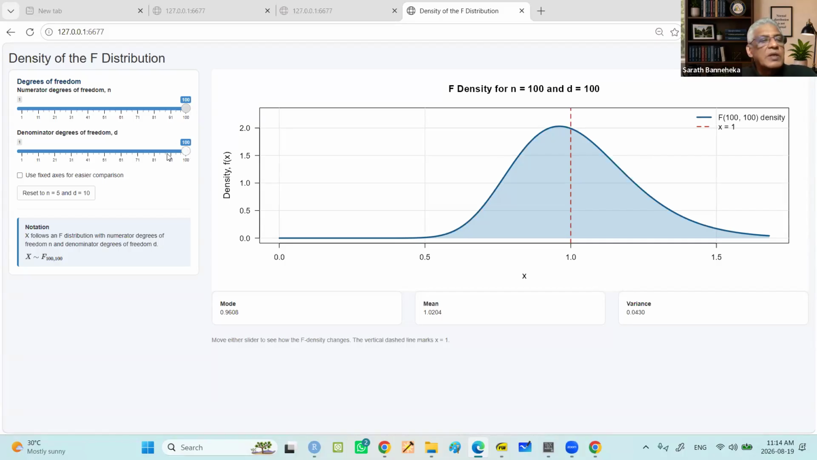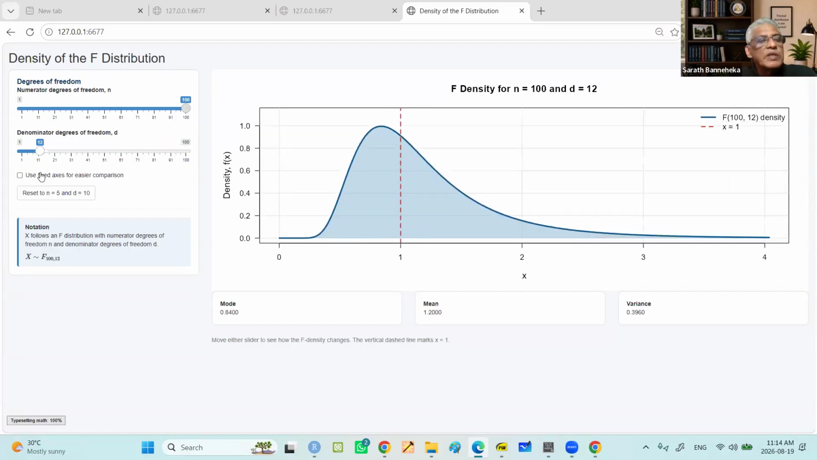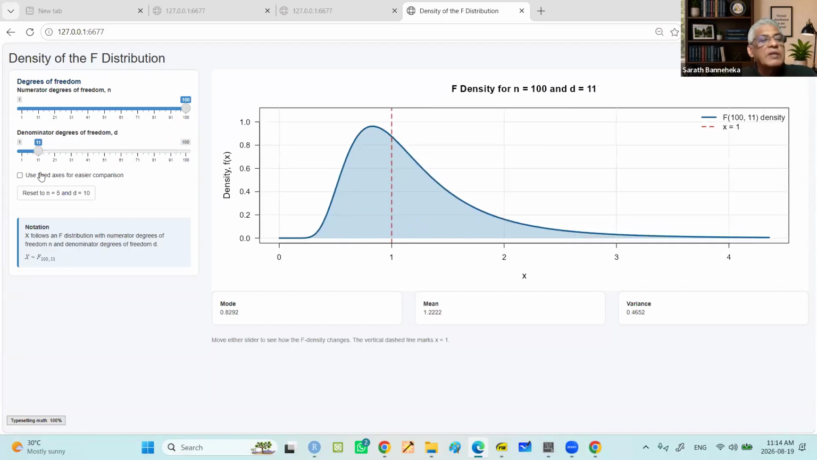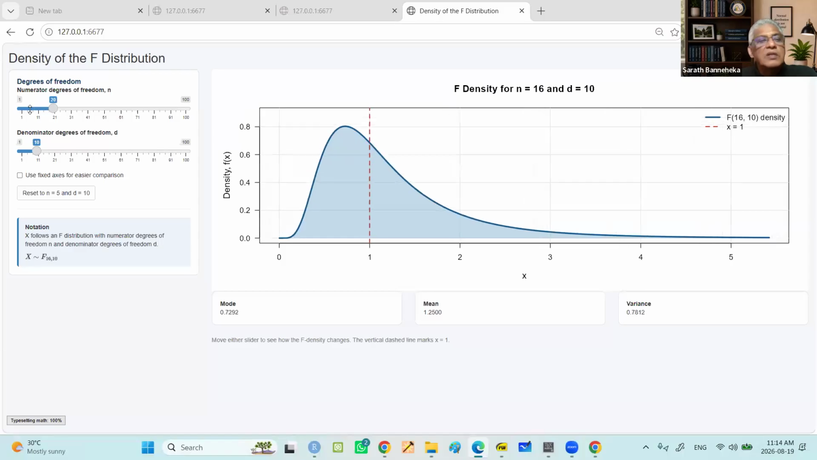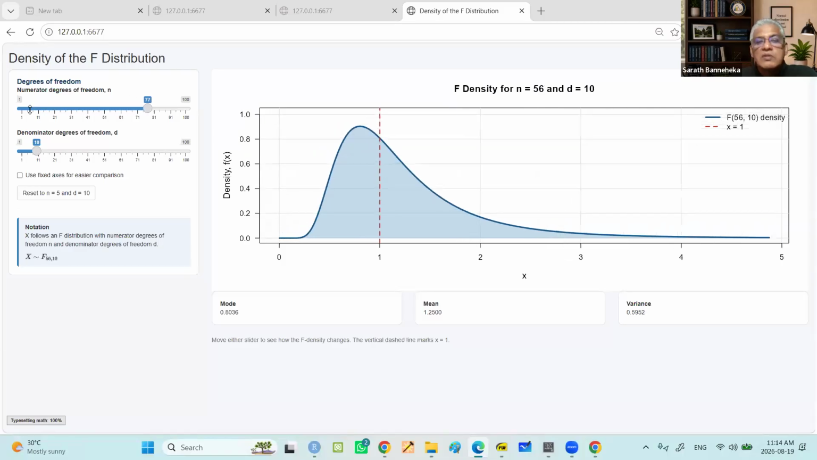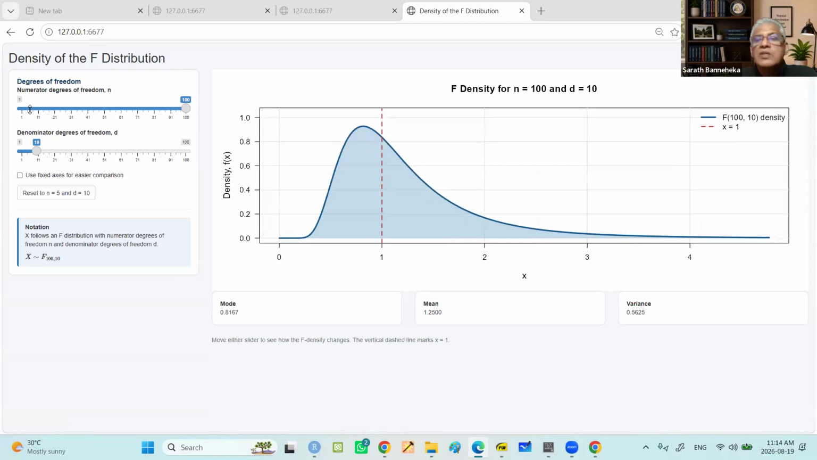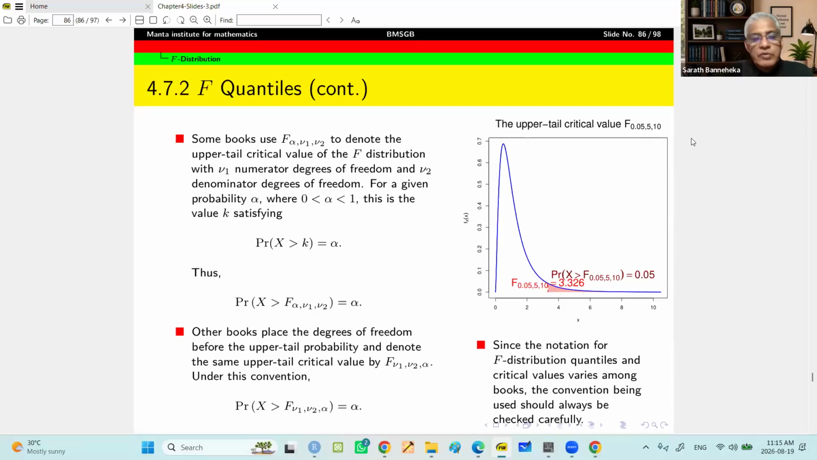So let me now keep my denominator degrees of freedom at some value like 10. And then starting with some value like 5, I will increase. Again, you can see that the skewness decreases, right? So increase of both degrees of freedom makes the distribution less and less skewed, right? Now we look at F quantiles.